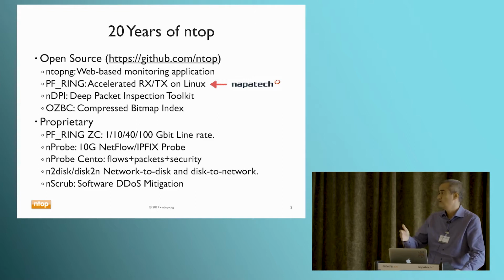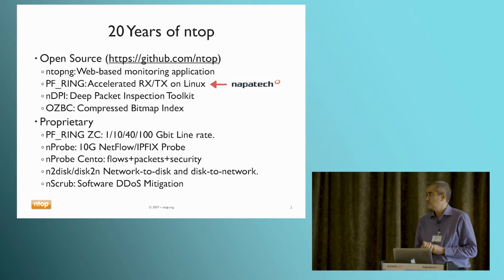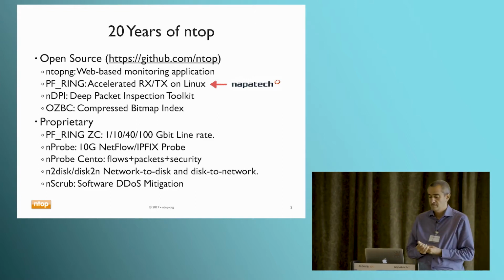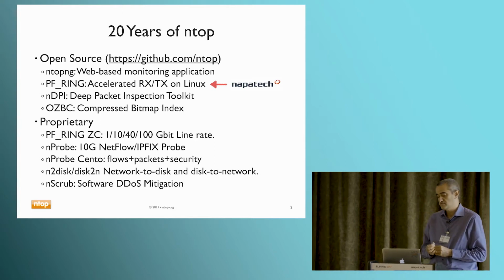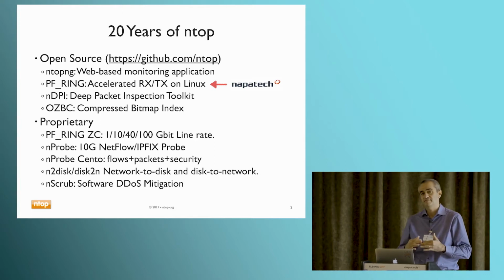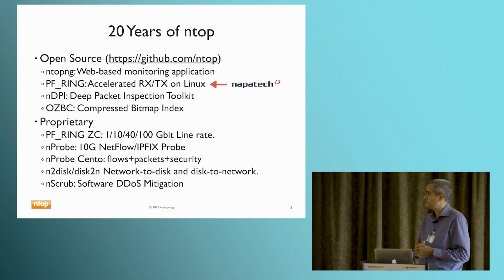We also support all the different Napatech API iterations, and therefore you don't have to worry about what is happening underneath, because it's a problem of PF_RING and Napatech. You simply have to benefit from the speed bump. So ntop and Napatech have been working together for a very long time.